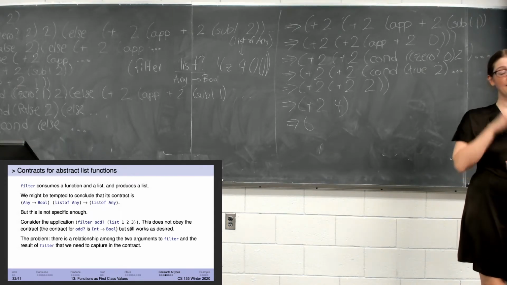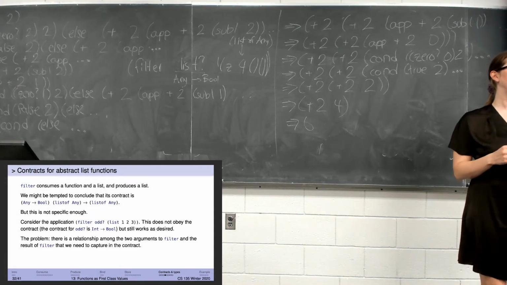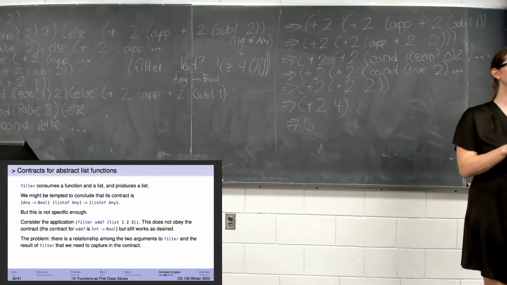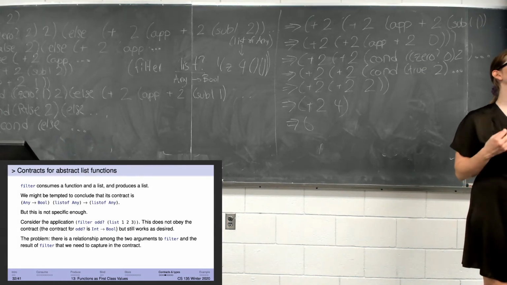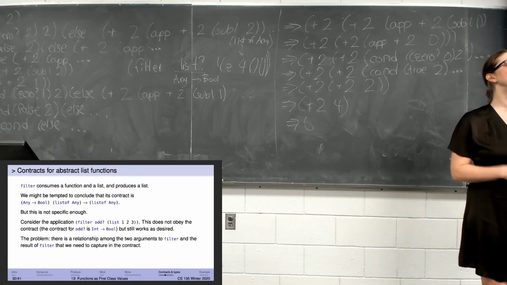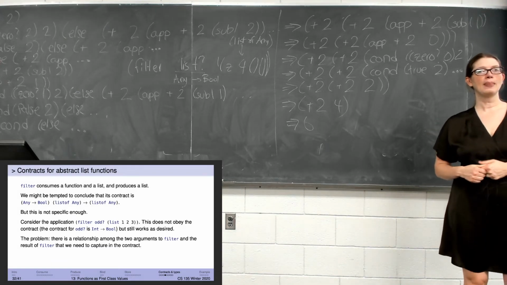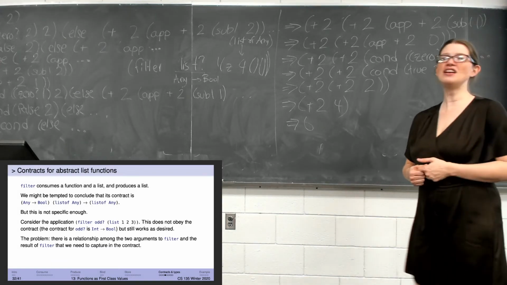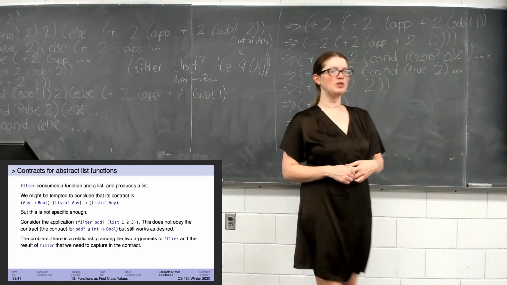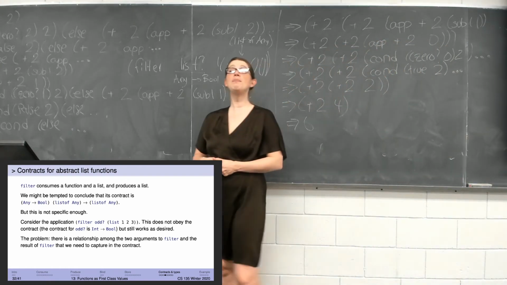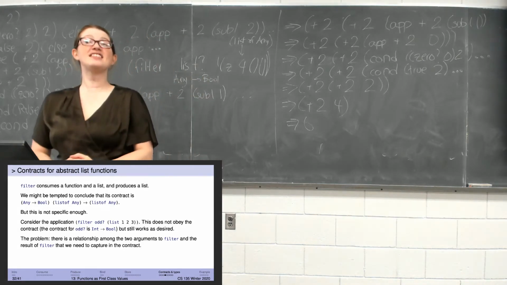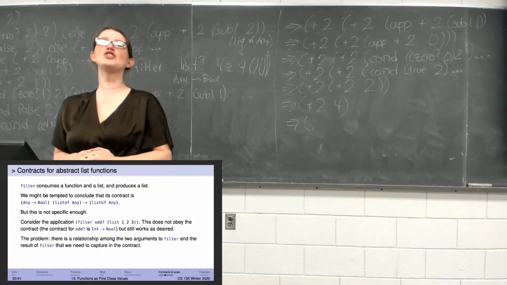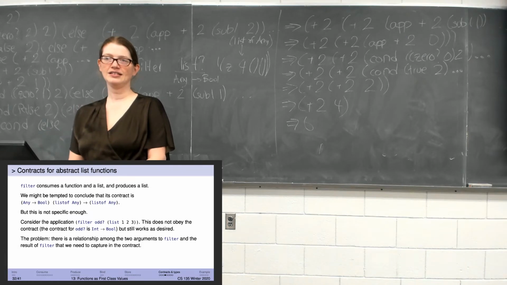If I say list of a Boolean function or a predicate takes any and produces bool, and I have a list of any, well, what if I'm trying to identify those items in the list that are even? So my predicate is even. Even consumes a number and produces bool. And it can only be run on numbers. And so my list that I pass to filter must only contain numbers or it will produce an error.